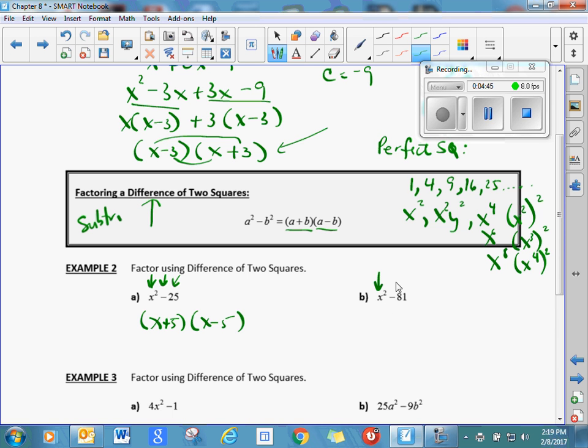This one right here, x squared is a perfect square. I have a difference, and 81 is a perfect square. 9 is the square root. So it's going to be x plus 9, x minus 9.